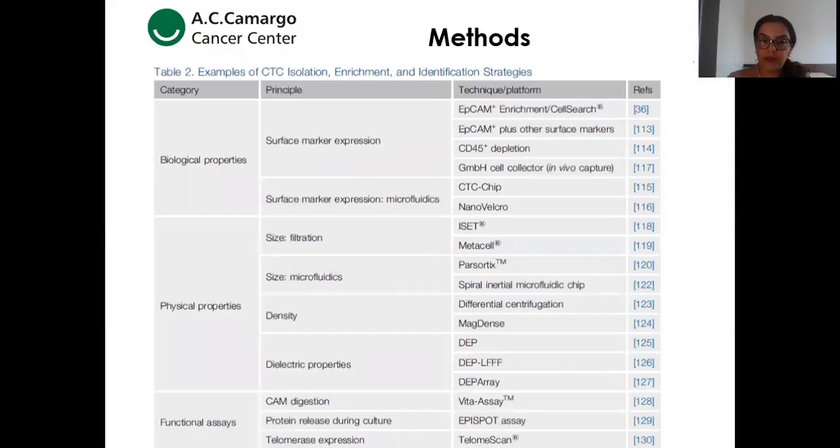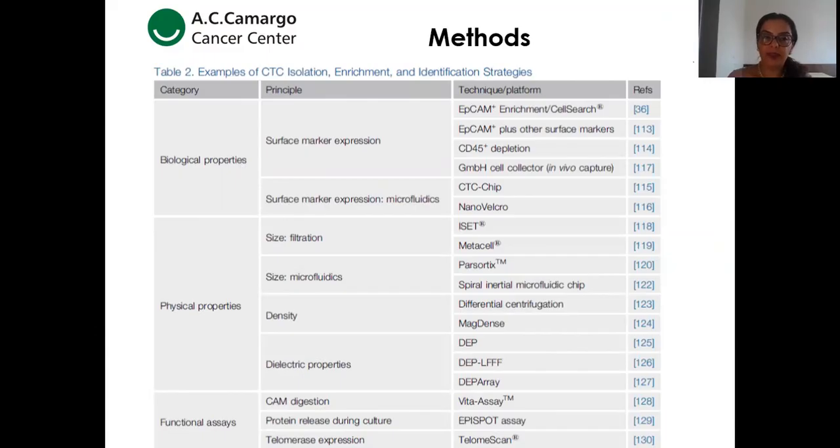Circulating tumor cells can be evaluated by many methods. There are more than 30 methods described in the literature, and we can isolate the cells based on biological properties, by their physical properties, or by functional assays. We can use some surface marker expression to do the positive selection of the cells with EpCAM for solid tumors, and negative selection with CD45.